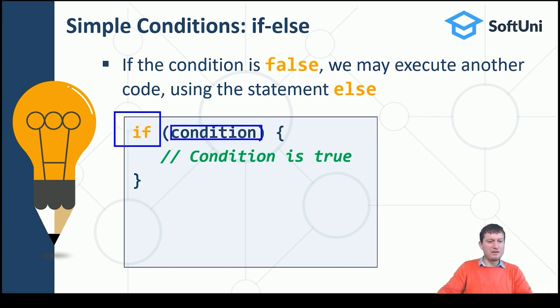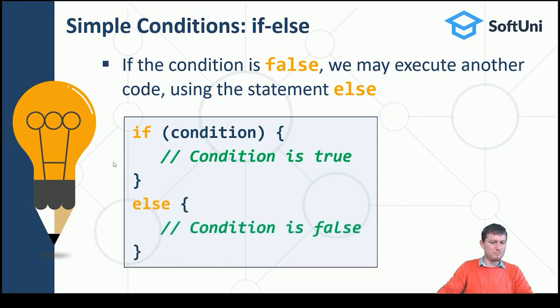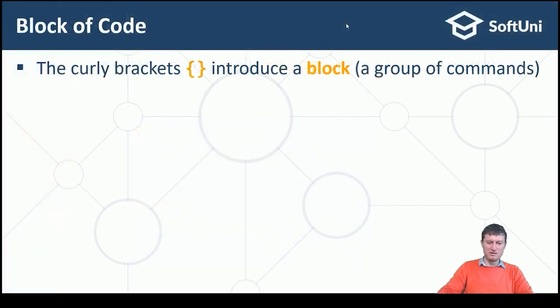So we have if some condition. If it is true, we execute this code block of commands. Otherwise, or else, we put else, which follows if. This else is for this if. We execute these commands. This is the construction, and I'll show you how to use this.